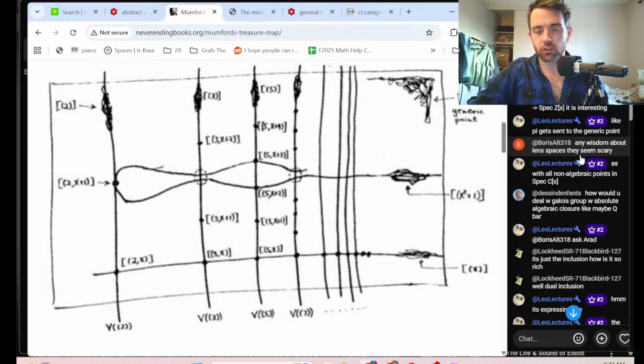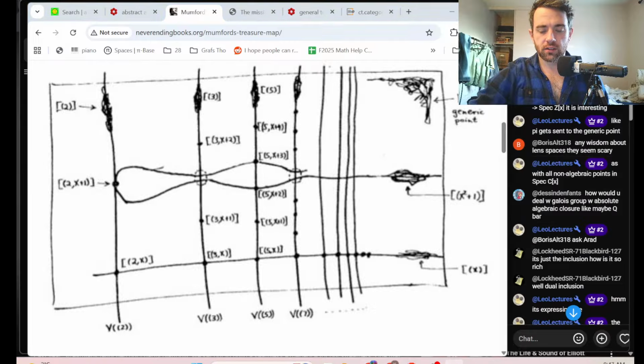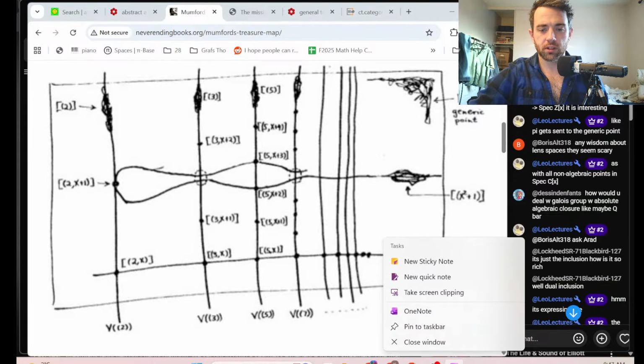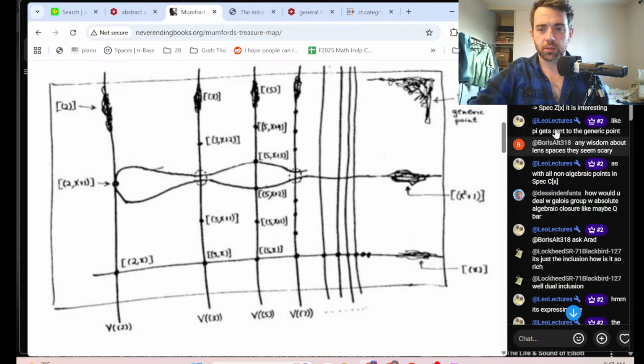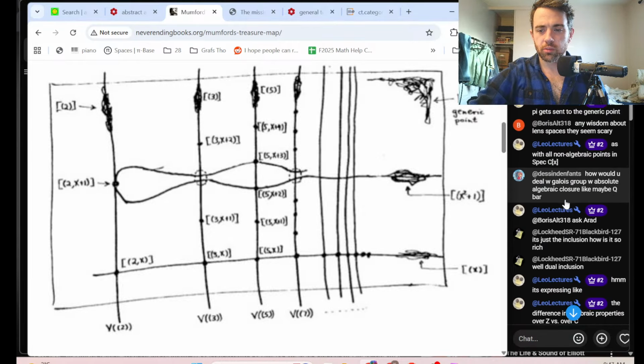Any wisdom about lens spaces? Sorry, I don't remember much about that. I remember doing some basic stuff. Aren't lens spaces just, am I misremembering, but it's just like you're wrapping around a torus a number of times? I vaguely recall computing some stuff with that in an algebraic topology course.